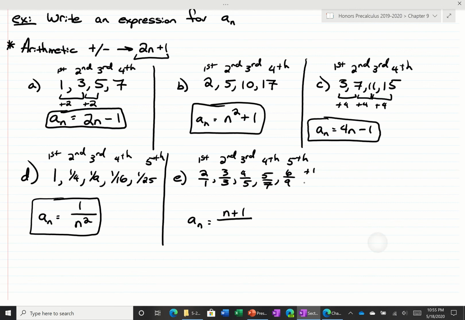Now looking at the bottom, it looks like it's going up by 2 each time. 2 times 1 is 2, subtracting 1 gives us 1. 2 times 2 is 4, minus 1 is 3. So that's how you could figure that out.